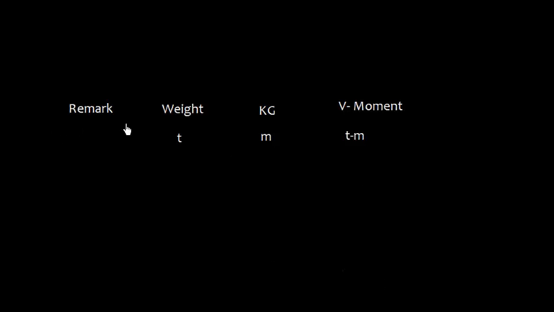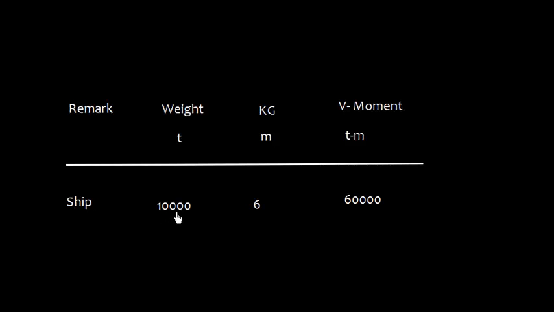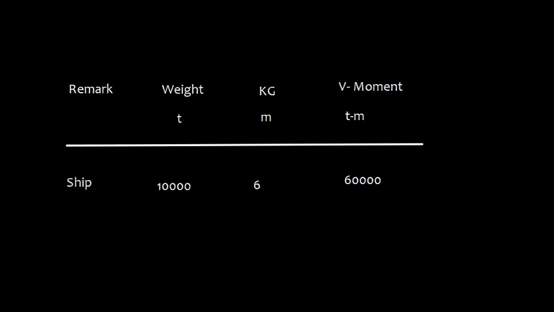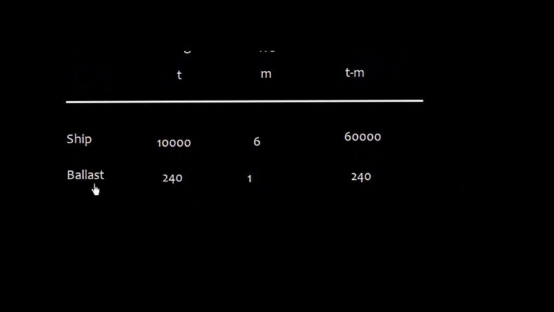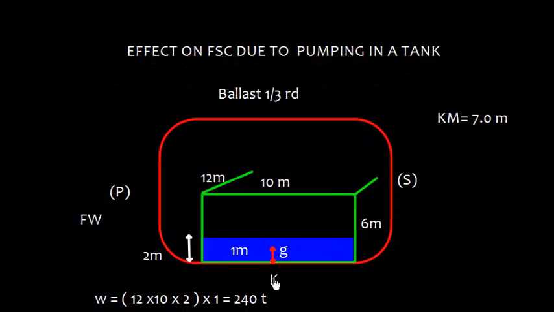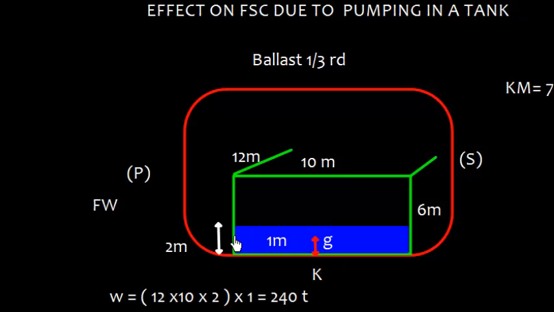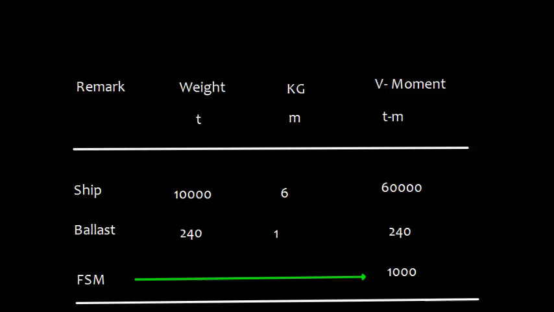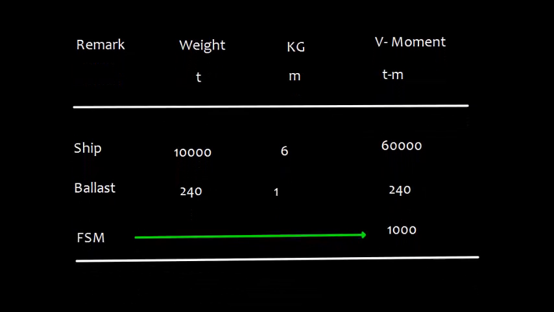There is another way to solve this problem also by moment table. Say we have this remark, weight in ton, KG in meter, that is distance of center of gravity from keel, and the vertical moment, which is the product of weight and KG. So in case of ship, which was 10,000, the KG is 6 meter, so vertical moment is 60,000. Now we have ballasted, which is 240, and Kg small is 1 meter, so the vertical moment is 240. Look at this diagram, Kg small is 1 meter, which is the ballast loaded inside the empty tank. Now the free surface moment, which is also affecting the vertical moment, which we had calculated as 1000, so this also needs to be added.